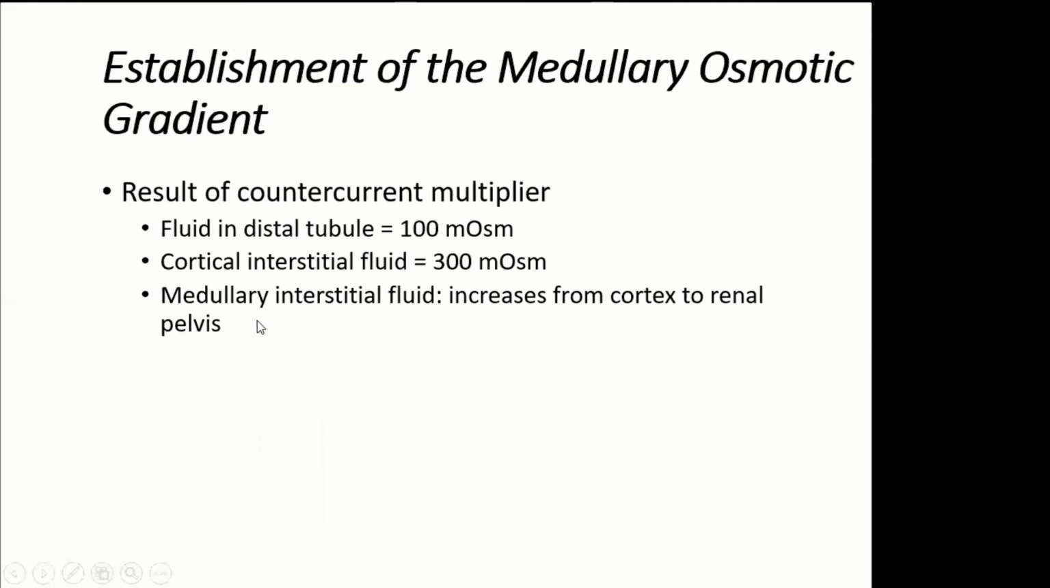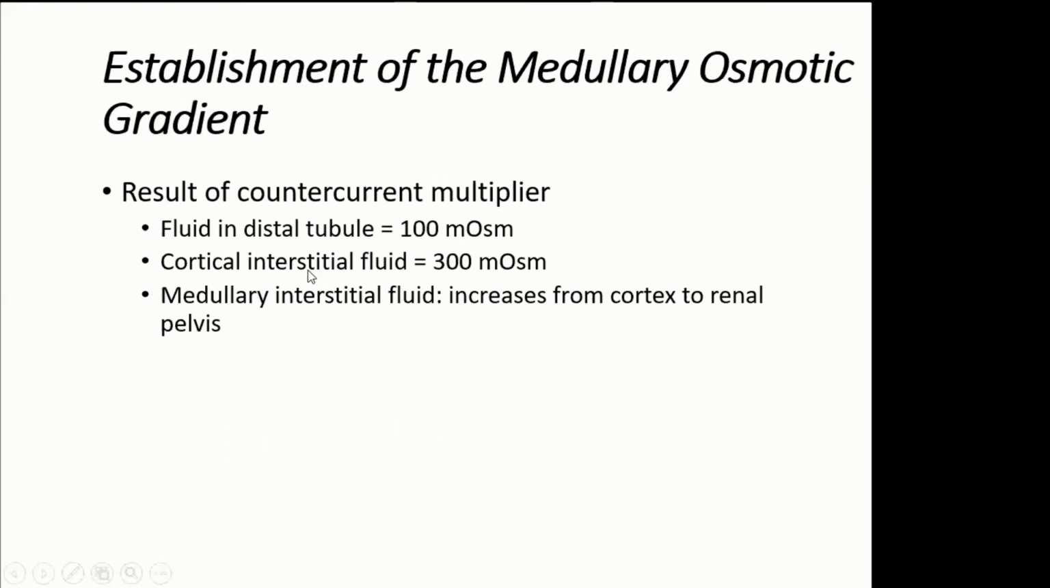Okay. So we're going to look in a second at how this gets set up, but the total result at the end of all of this is that the fluid in our distal tubule, after we actively remove all those solutes at the end and put them into the medulla in order to reabsorb water in the descending limb, we're going to be left with a fluid that's 100 milliosmoles.